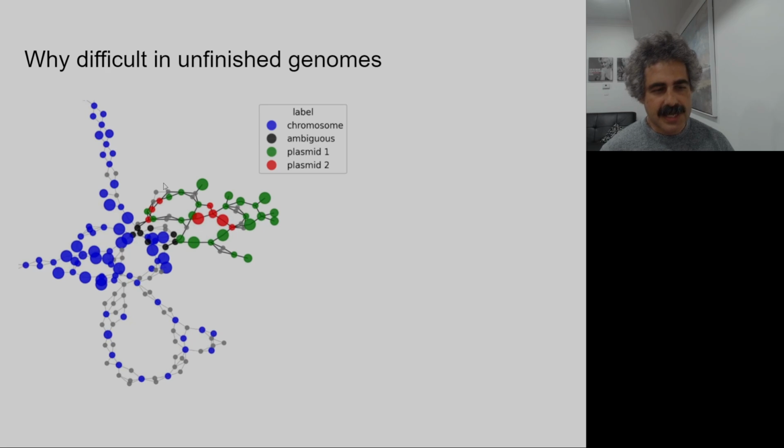You can see that the structure of this graph is kind of unwieldy and that it is not a simple task to identify which contigs belong to chromosomes and which belong to plasmids.